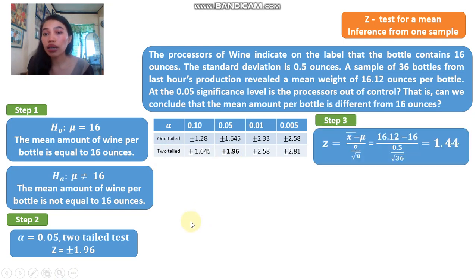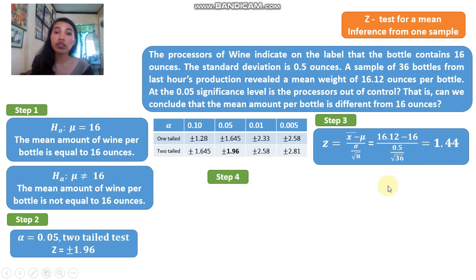Our step 3 is to compute the Z value, or what we call the computed value. And this is the formula. You have the sample mean minus the hypothesized population mean all over the standard deviation divided by the square root of the number of samples. So you have 16.12 minus 16 all over 0.5 divided by the square root of 36. Use your calculator, and you will have 1.44. So that is our computed Z value.